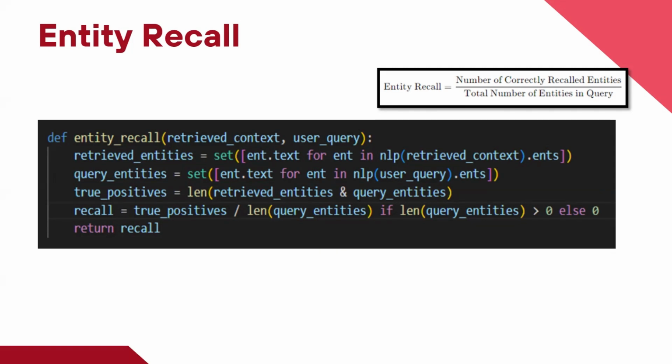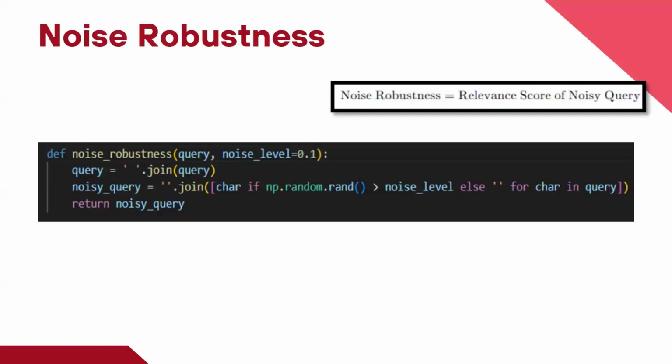Now coming to the noise robustness. The method to calculate the noise robustness is by introducing noise into the user query by randomly removing characters. Let's define the noise robustness function and pass two arguments, user query and noise level, and set a default value of noise level as 0.1, or 10%. Now convert the query string into a space separated string of its characters. This is done to ensure that the query is treated as a sequence of characters for the noise introduction process.